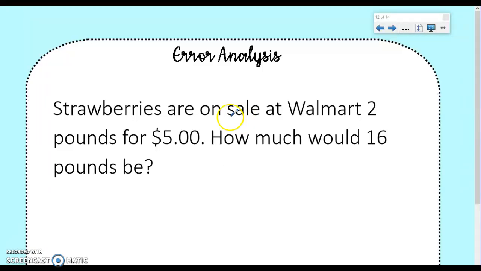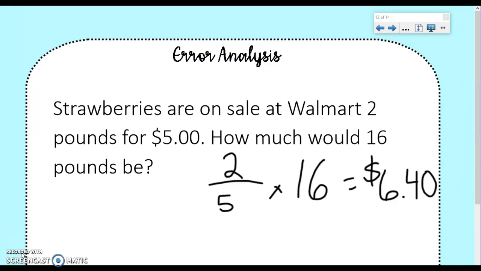Okay, let's touch base on this one. It says strawberries are on sale at Walmart, 2 pounds for $5. How much would 16 pounds be? So I see a lot of students do this. I see a lot of students with this error analysis saying, okay, it's 2 for 5, so I'm going to put my 2 over my 5, and they want 16, so I'm going to do 2 over 5 times 16. I'm going to end up getting $6.40 for those 16 pounds.